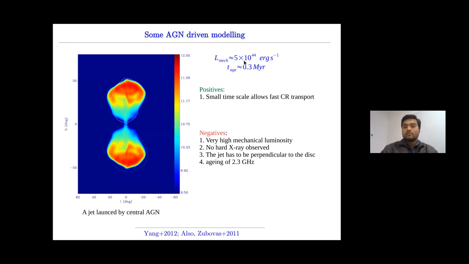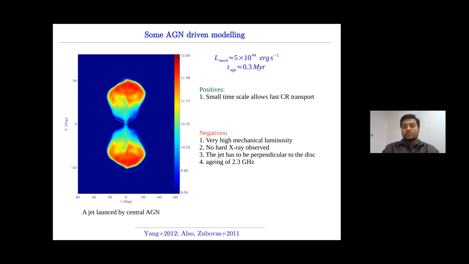But in their case, they have a very luminous AGN, which is about Eddington, and the age of the Fermi bubbles is about 0.3. So it is not very certain what the right age of the Fermi bubbles is, or whether it is related to the X-ray shells or not.